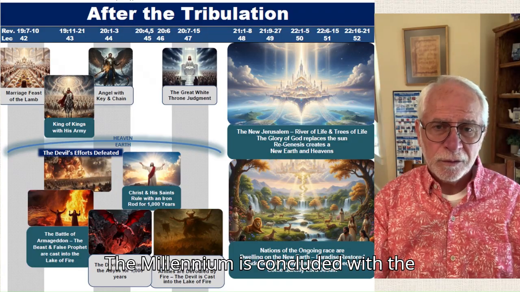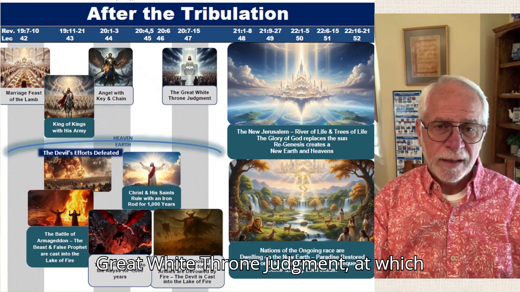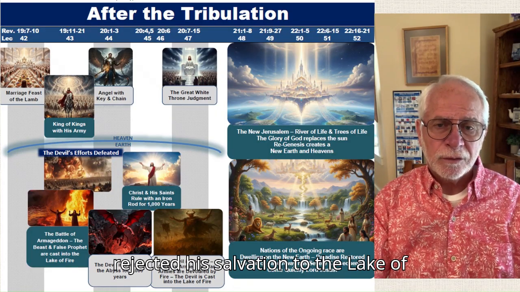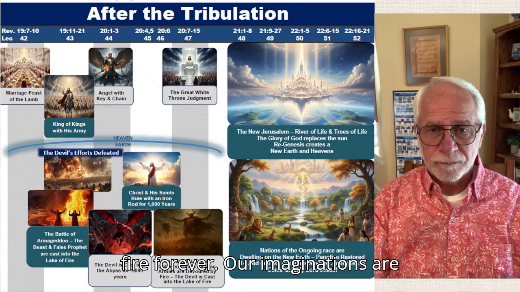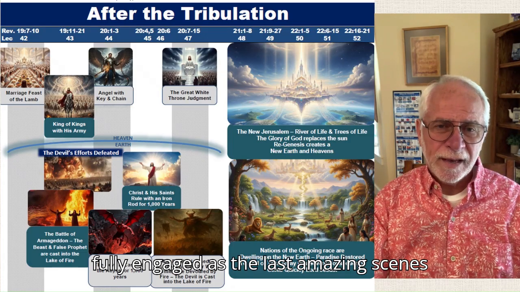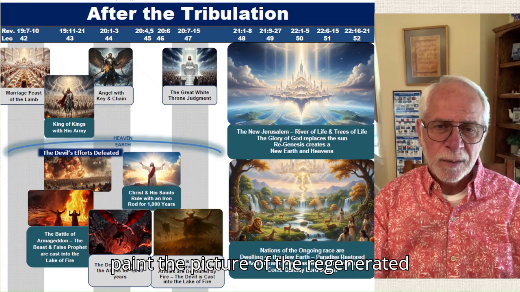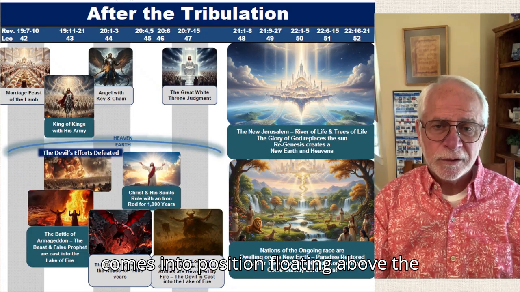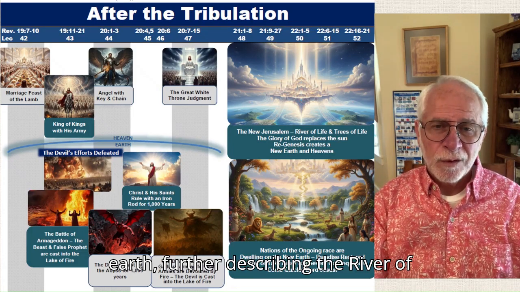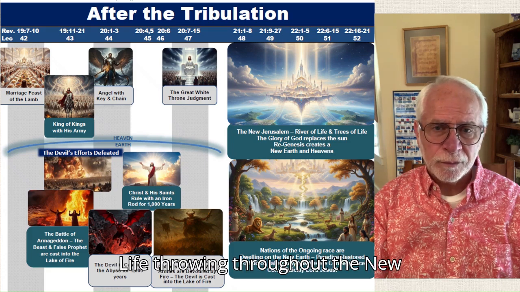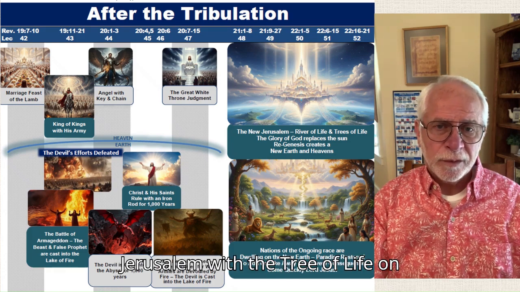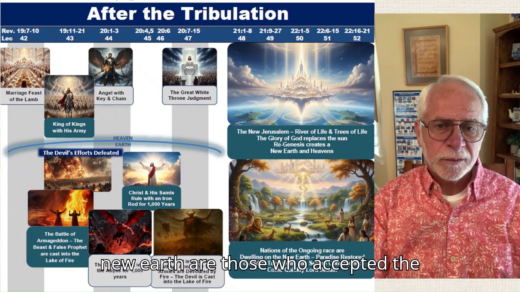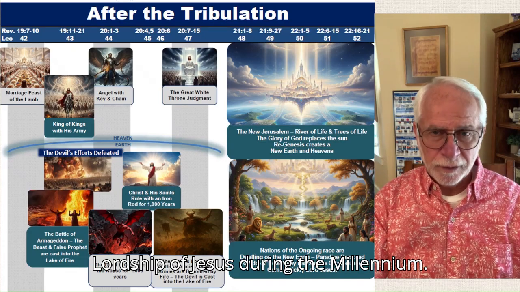The millennium is concluded with a great white throne judgment, at which point Jesus judges those who rejected his salvation to the lake of fire forever. Our imaginations are fully engaged as the last amazing scenes paint the picture of the regenerated earth and the New Jerusalem as it comes into position, floating above the earth, further describing the river of life flowing throughout the New Jerusalem with a tree of life on either side. The nations dwelling on the new earth are those who accepted the lordship of Jesus during the millennium.